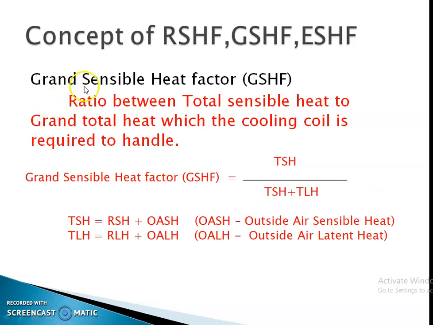Next slide, we discuss the grand sensible heat factor. It is the ratio between the total sensible heat and the grand total heat which the cooling coil is required to handle. The grand sensible heat factor is denoted GSHF. We get it as total sensible heat divided by total sensible heat plus total latent heat. First, we find the total sensible heat with the help of room sensible heat plus OASH, the outside air sensible heat. The total latent heat TLH is RLH plus OALH, where OALH is the outside air latent heat. So the grand sensible heat factor is the ratio between total sensible heat and grand total heat that the cooling coil is required to handle.